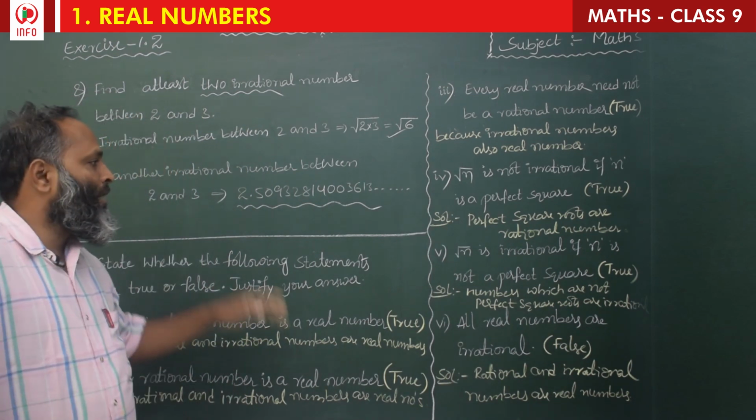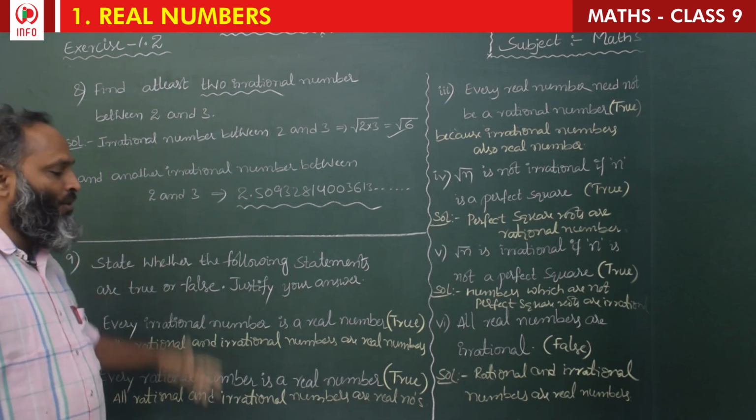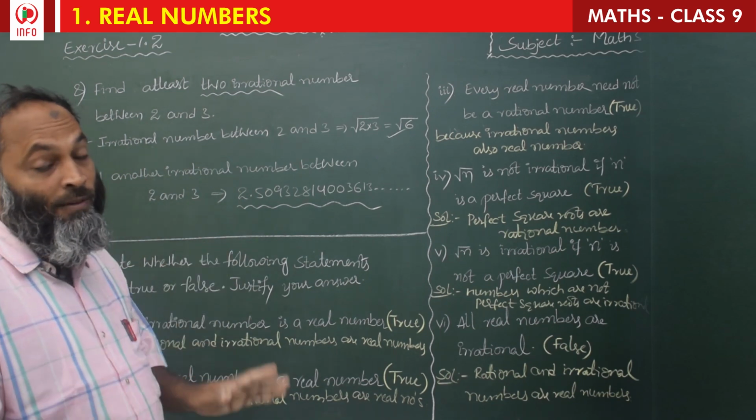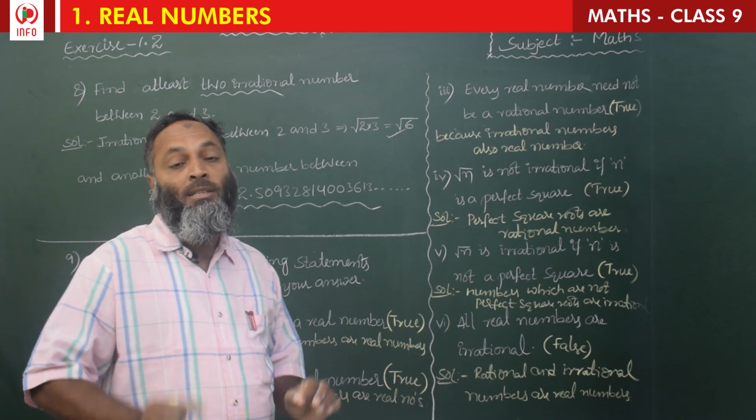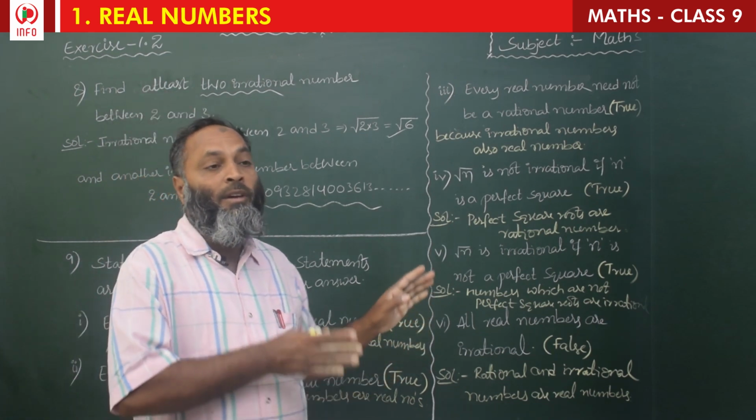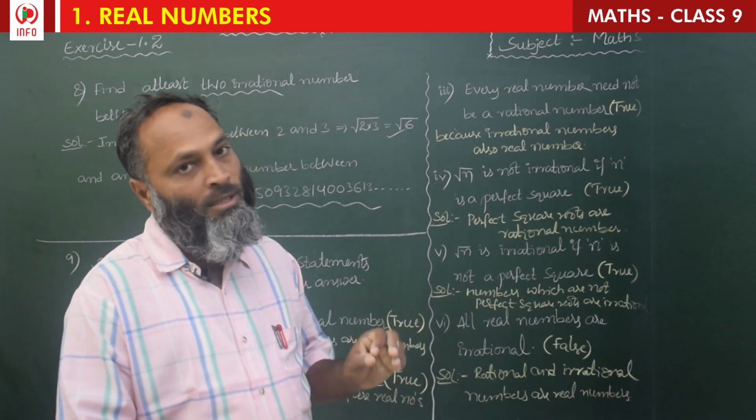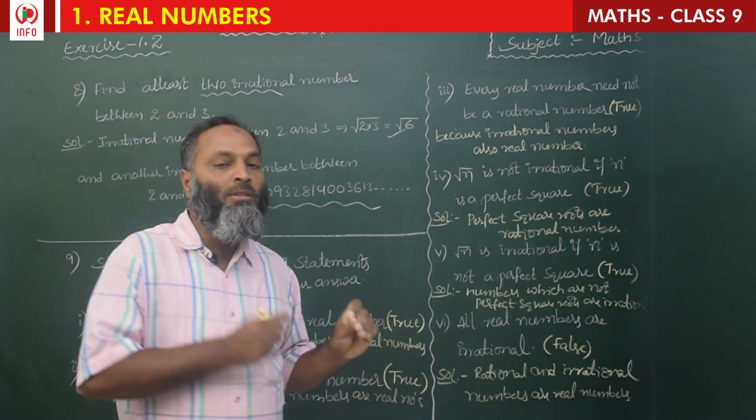Okay students, these are the answers. First we should decide whether it is true or false. Then after that, justify your answer also: how your answer is true, how your answer is false. If your answer is true, why it is true. If your answer is false, why it is false. That justification is also needed.